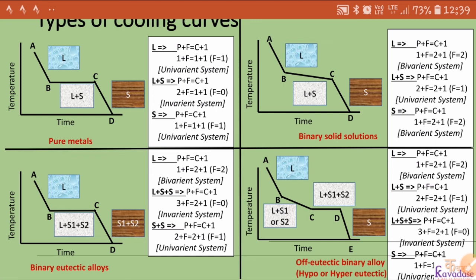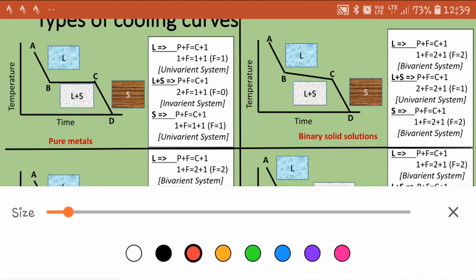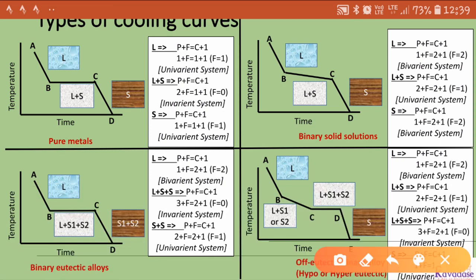So in this lecture we have seen the types of cooling curves. There are 4 types of cooling curves: for pure metal, binary solid solution, then binary eutectic alloy system, and then off-eutectic type of system, okay. So there are 4 types of cooling curves. So first, what is a cooling curve?